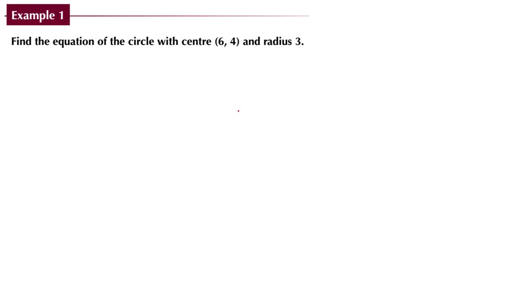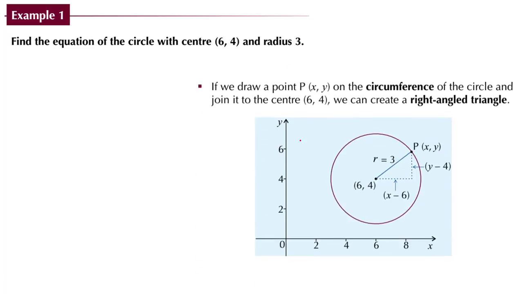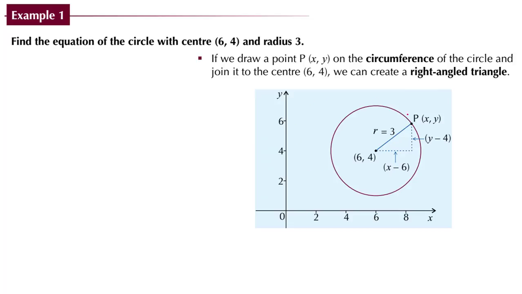Okay. Now, what about if I want to find the equation of a circle whereby the center is not the origin? For example, example 1 says, find the equation of the circle with the center 6, 4 and radius of 3. Okay. Now, the first thing I need to do is to basically sketch the diagram, which is what we're having here. Notice that the circle has been drawn with the center not at 0, 0. The center is somewhere else, it's at 6, 4.